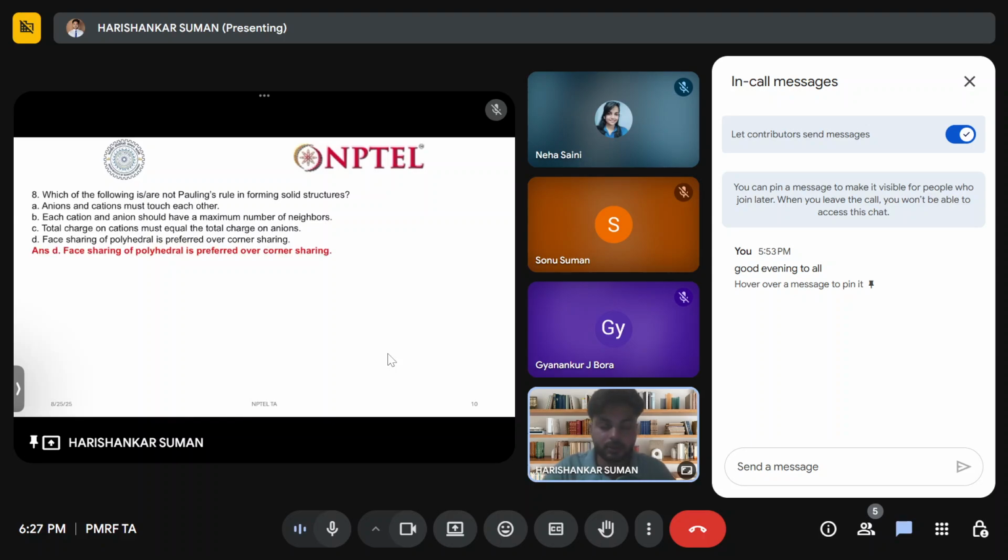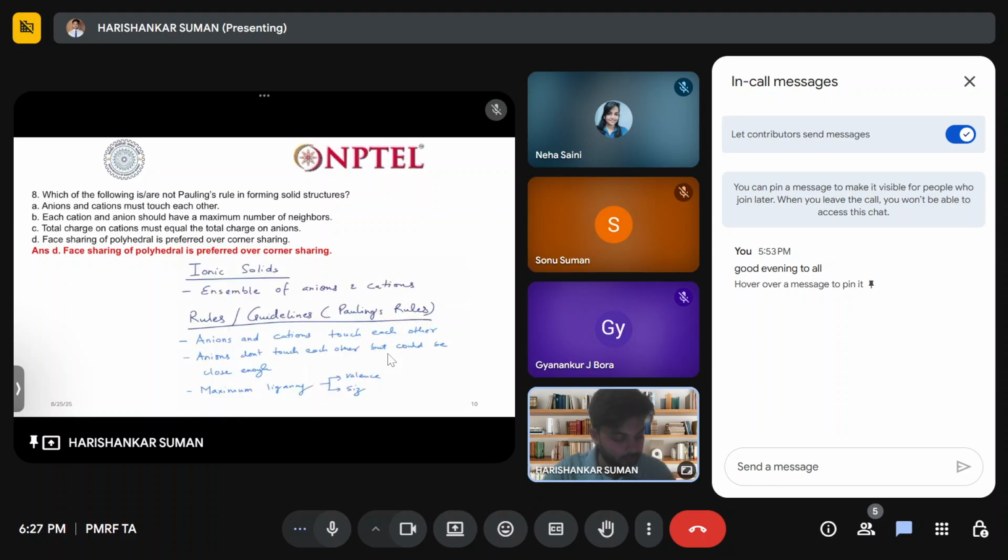So which one is it? No, we have to find out the wrong statement. According to the rules, this is correct. Anion and cation must touch each other, and each cation and anion have maximum number of neighbors, and the charge is also not equal. So this is the wrong statement. So we have to find out the wrong statement.